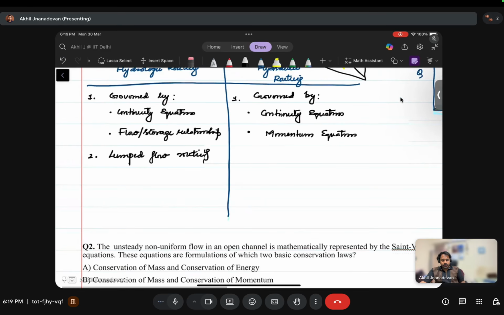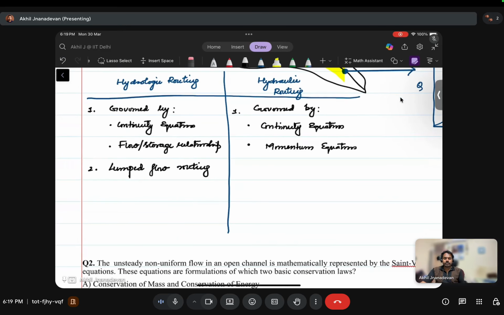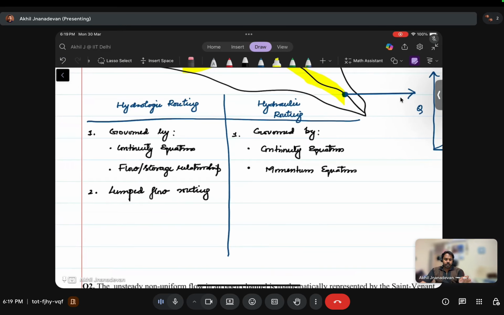That means in the previous lecture we already saw what the different types of hydrologic models are. We know that first of all there are deterministic models and stochastic models, right? And within the deterministic models we had lumped models and also distributed models. The lumped models are the ones in which the spatial heterogeneity is not considered.